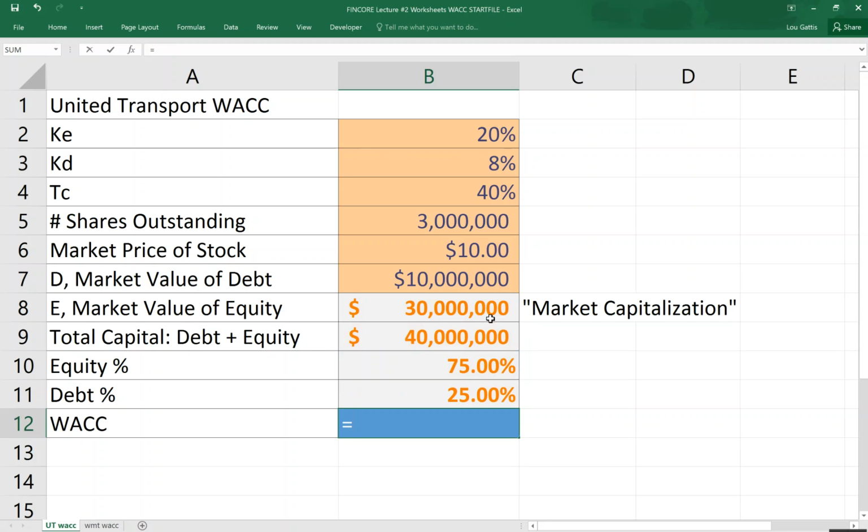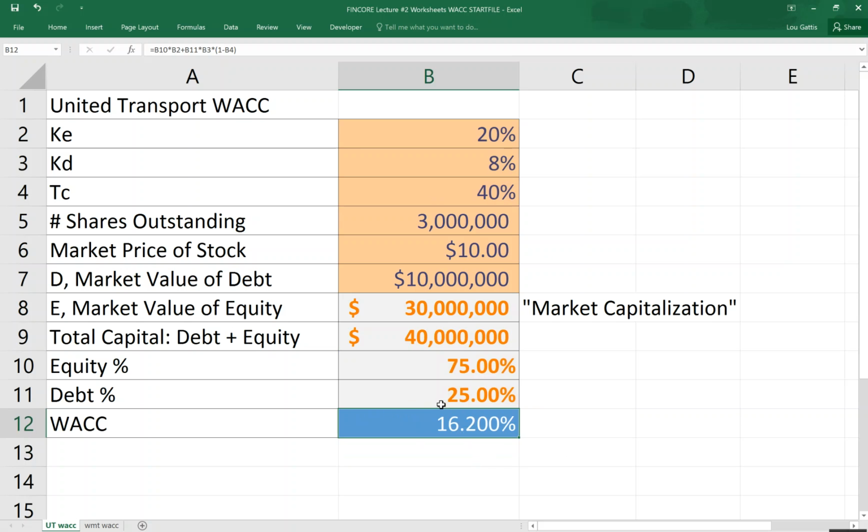So I can calculate my weighted average cost of capital. It's going to be the cost of equity times the weight of equity. So I'll take my 75% of 20% plus my weight of debt times the after-tax cost of debt. So I'll multiply that times KD times 1 minus the tax rate. So United Transport has a WACC of 16.20%.